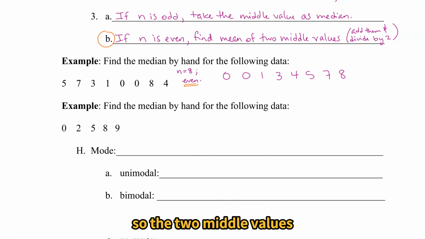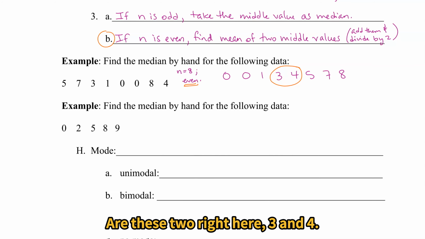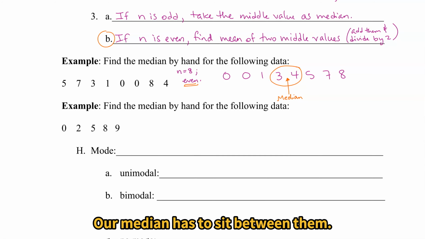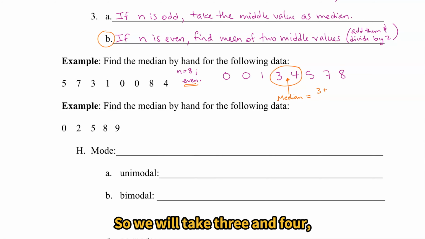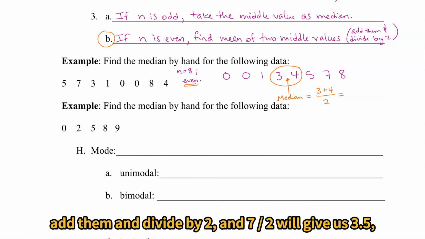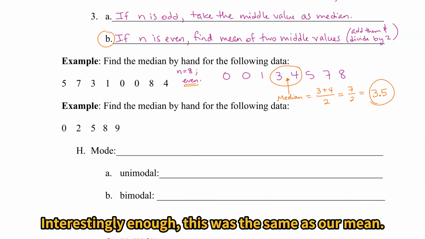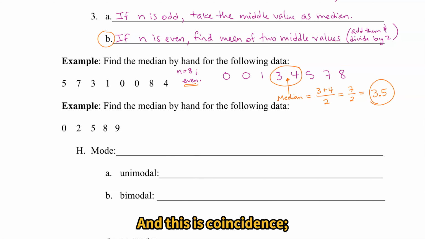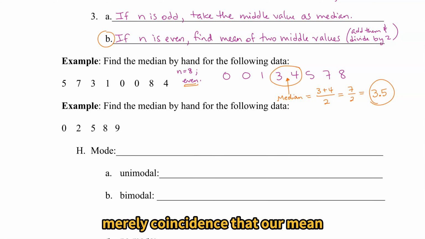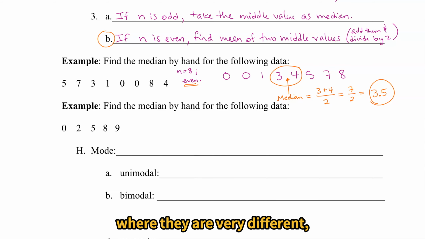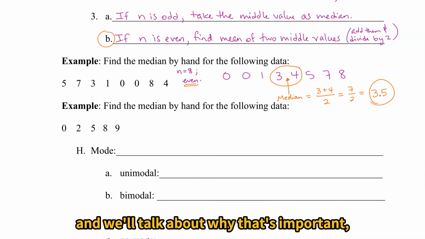So the two middle values are these two right here, 3 and 4. We want the number that sits between them. Our median has to sit between them. So we will take 3 and 4, add them and divide by 2, and 7 divided by 2 will give us 3.5, which is our median for this data set. Interestingly enough, this was the same as our mean. And this is merely coincidence that our mean and our median are the same. We'll be looking at a lot of data sets where they are very different. And we'll talk about why that's important and which one is better.